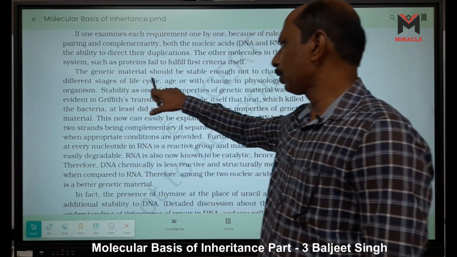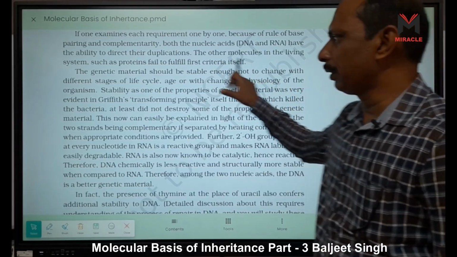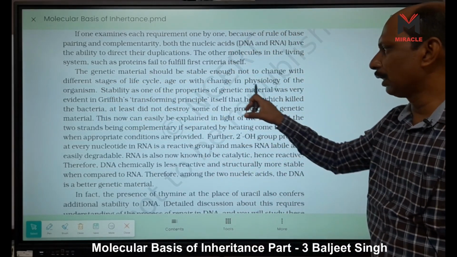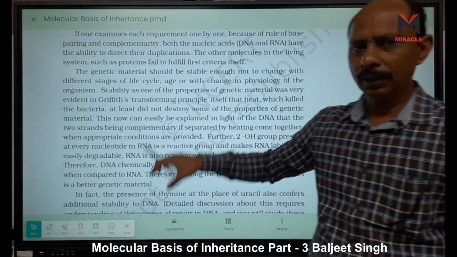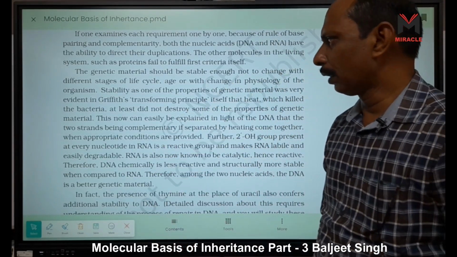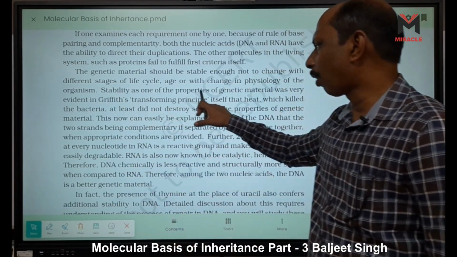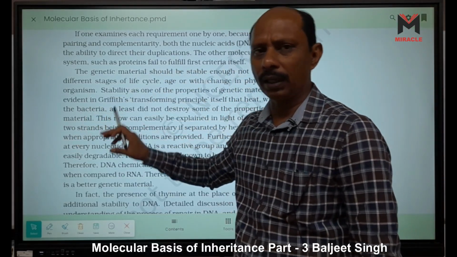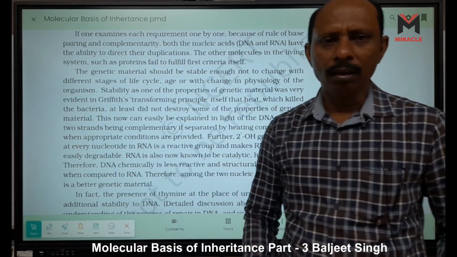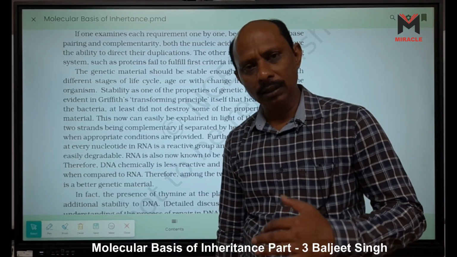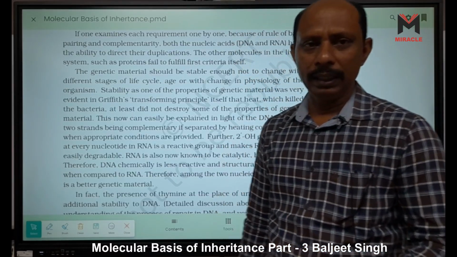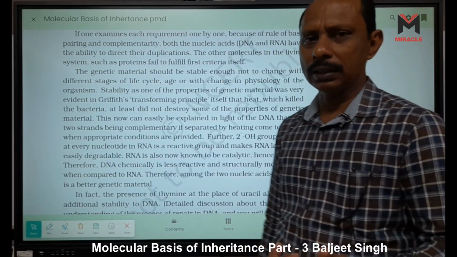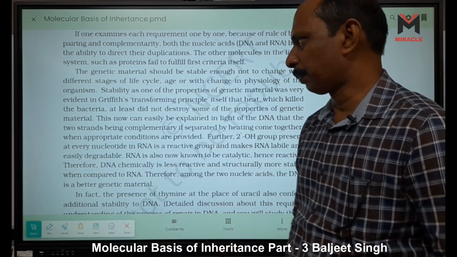Second, the genetic material should be stable enough not to change with the different stages of the life cycle, that is age, or with the change of physiology of the organism or environment, right? Stability as one of the properties of the genetic material was very evident in Griffith's experiment. We understand because the bacteria were dead, but its DNA molecules were not dead. It is active. When it comes into another cell, it starts its process of expression.